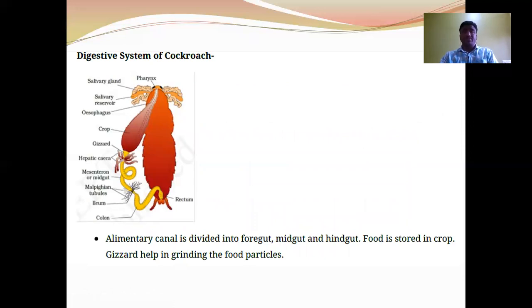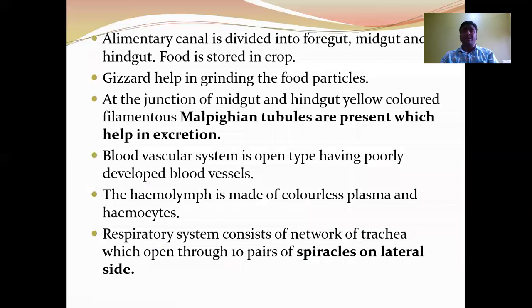Let us move on to the digestive system of cockroach. The alimentary canal is divided into foregut, midgut, and hindgut. Again, foregut consists of mouth, pharynx, esophagus, crop, and gizzard. The mouth opens into the pharynx. The pharynx leads to the esophagus. Esophagus opens into the crop, and the crop leads to the gizzard. The crop helps in the storage of food material, and the gizzard helps in the grinding of food material.